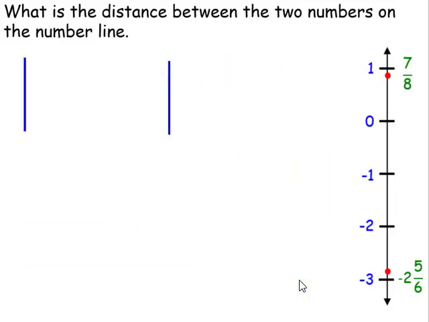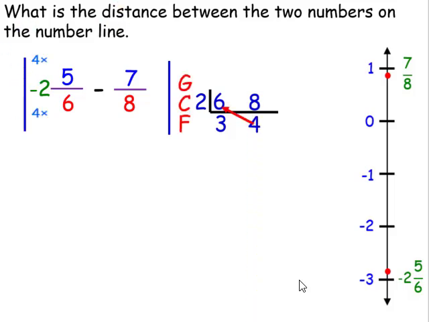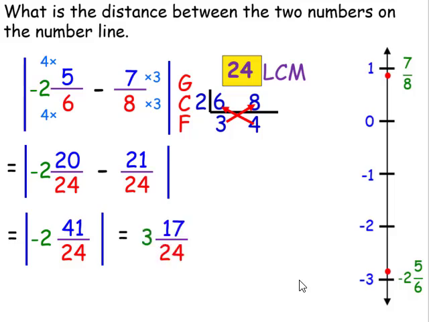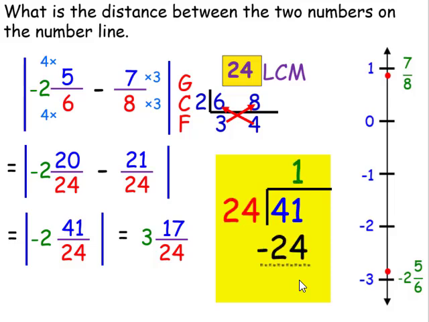Another way we can solve this problem is by writing negative 2 and 5/6 minus 7/8 and finding the absolute value of it. We'll begin by doing the same thing, making these fractions like. Negative 2 and 20 over 24 minus 21 over 24. We're going to just have to add since they're the same sign. This will give us the absolute value of negative 2 and 41 over 24, giving us 3 and 17/24 because absolute value is always non-negative. And we can always divide to see how we arrived at this answer.